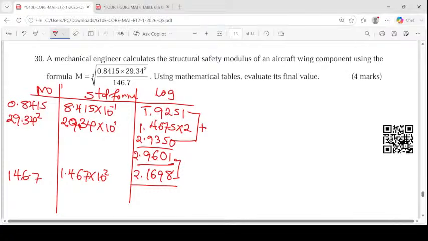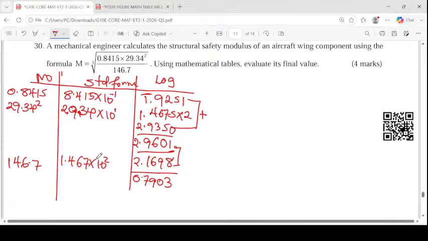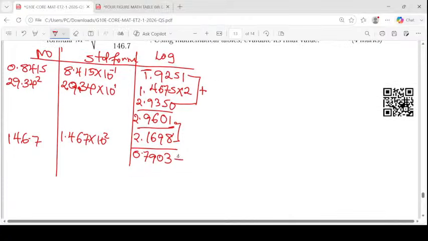When you take 2.9601 minus 2.1698, you get 0.7903. And because you are getting the cube root, you are going to divide this by 3. When you divide by 3, you get 0.2634. So this will be 10 to the power of 0 times 0.2634.